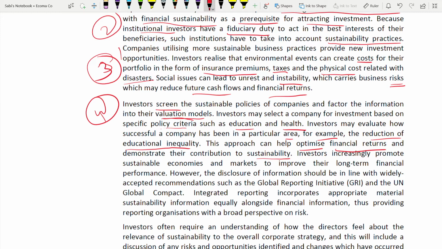It's like a circle going round and round. If one thing is affected somewhere, the other thing also will be. If it's benefiting in one place, the benefit will automatically be transferred to other places. Understood? You are reducing your education inequality, it will increase your financial return, and hence investors also will be satisfied that they are contributing towards sustainability, because this will increase their long-term financial performance. If they are sustainable, long-term financial performance will increase, because investors want this only. That's why they promote sustainable economics, because they care about long-term financial performance rather than short-term.